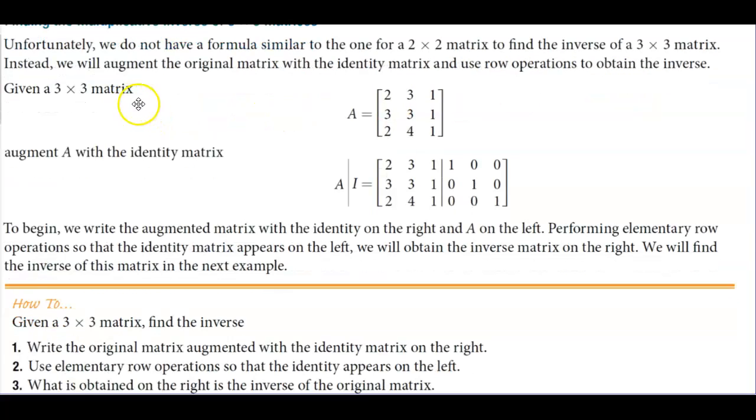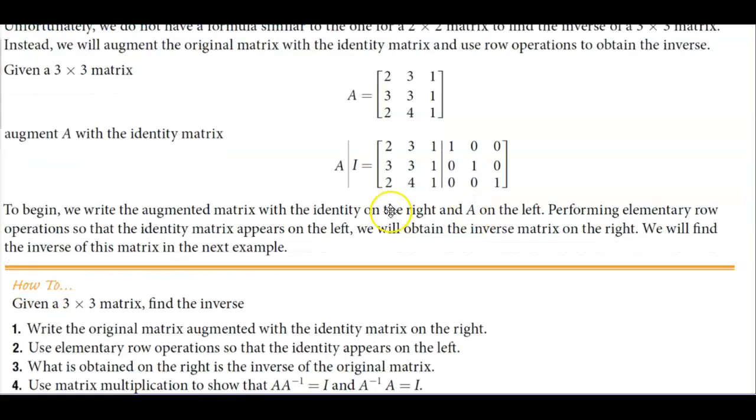So if we're given a 3 by 3 matrix, for example 2, 3, 1, 3, 3, 1, 2, 4, 1, we're going to set it up with an identity matrix to the right of that, which is going to have a diagonal of 1s and then 0s everywhere else. Then we write the augmented matrix with the identity on the right and matrix A on the left, and we perform elementary row operations so that the identity matrix appears on the left side, and then we will obtain the inverse matrix on the right. We will find the inverse of this matrix in the next example.